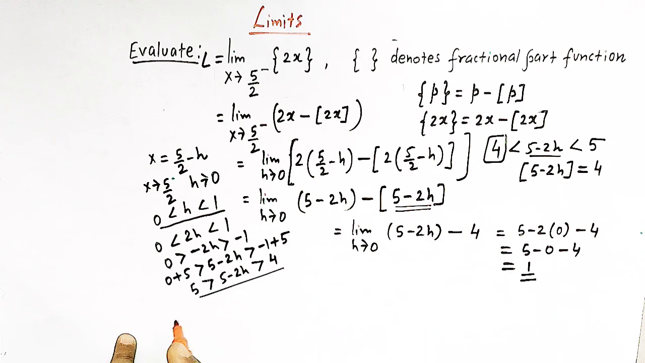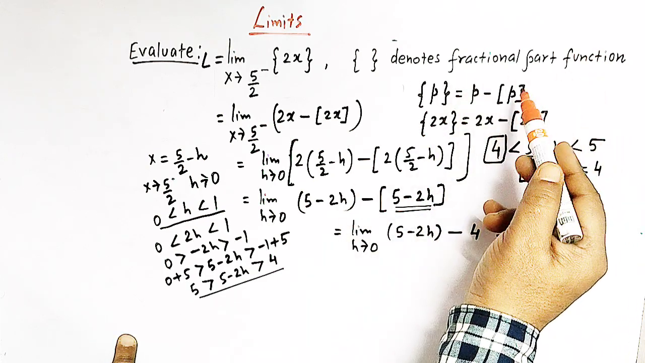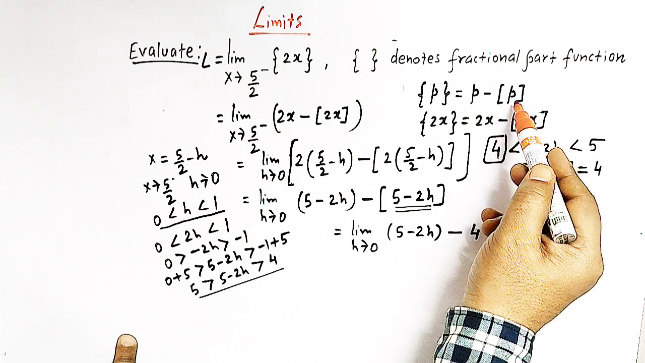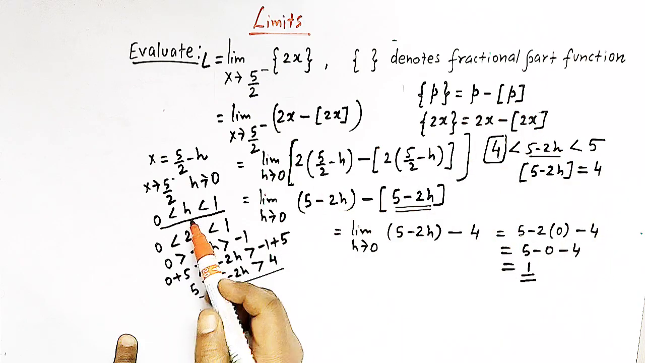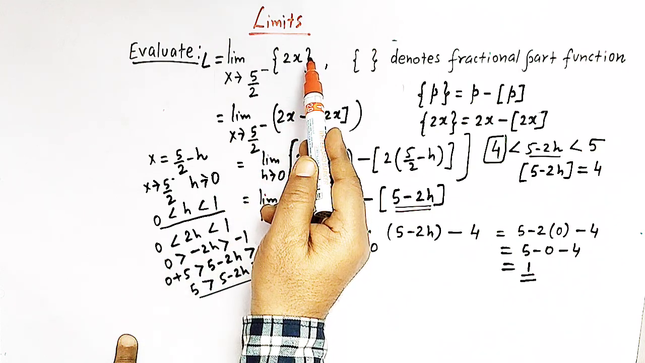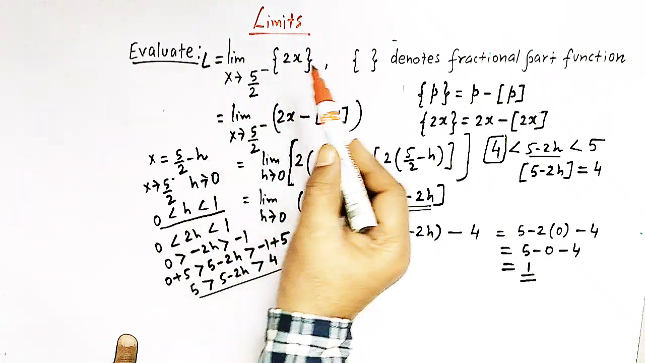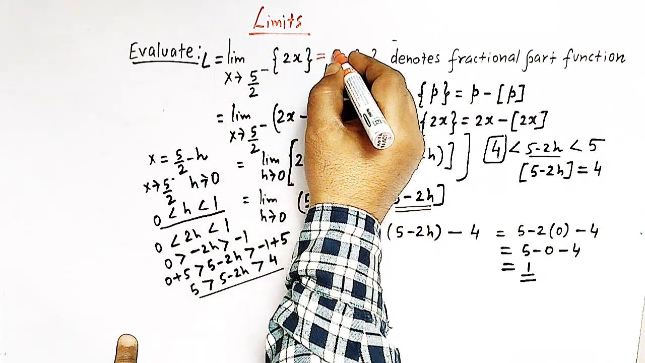So this is how, by the definition of the fractional part function in terms of the greatest integer function, and using these concepts, we can easily find the values of these kinds of limits. So the value of this limit is equal to 1.